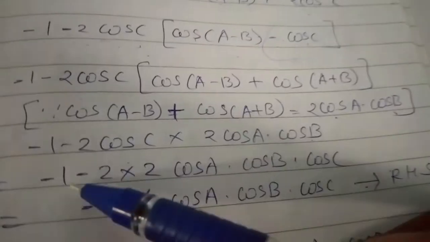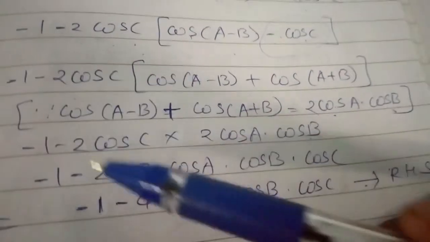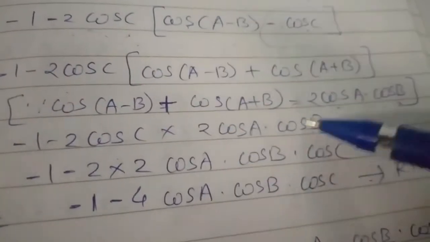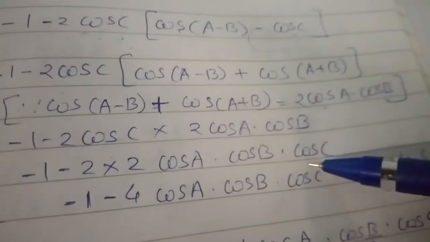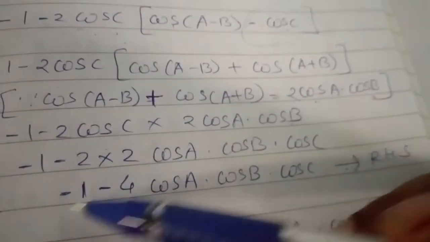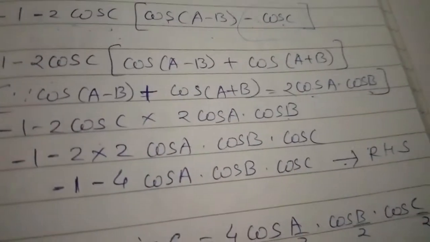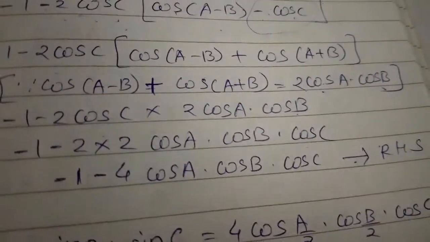And now the last step: -1 -2 into 2 and then cos a into cos b into cos c. So the last answer is -1 -4 cos a cos b cos c. That is nothing but the RHS.